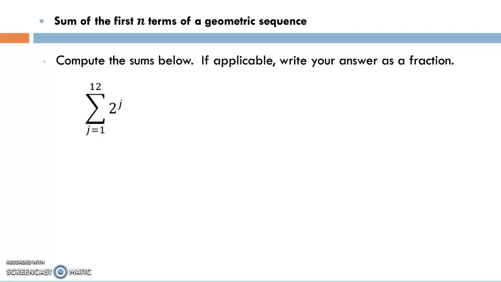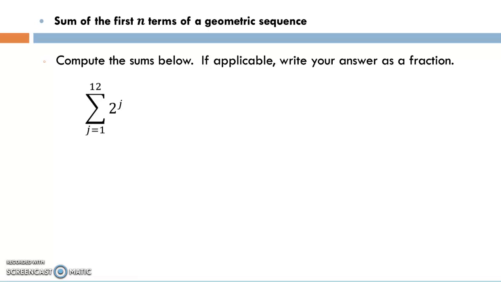Everybody, in this video we're going to talk about part 2 of the sum of the first n terms of a geometric sequence. And in this video we are going to take a look at this notation. This notation is called summation notation, or the symbol is called a sigma. I have previous videos talking about these symbols.